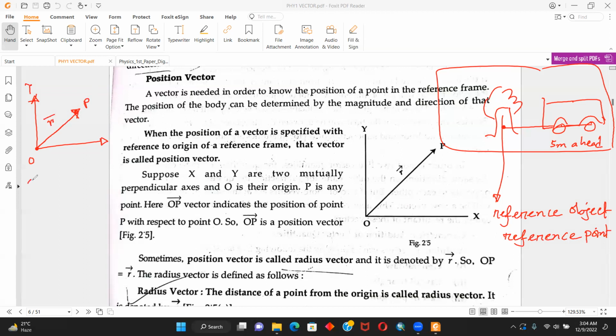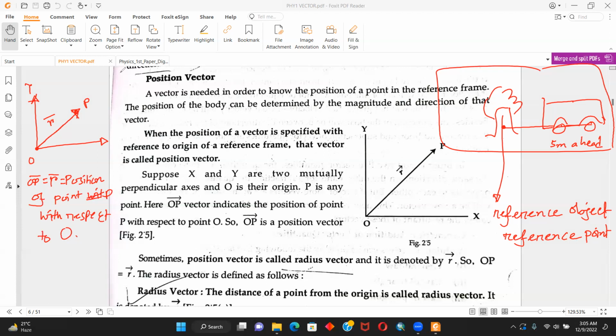So you could say the OP vector equals the R vector equals the position of point P with respect to O. That means the OP vector will be our position vector. Sometimes the position vector is also called the radius vector and is denoted by the R vector. So both things are the same.